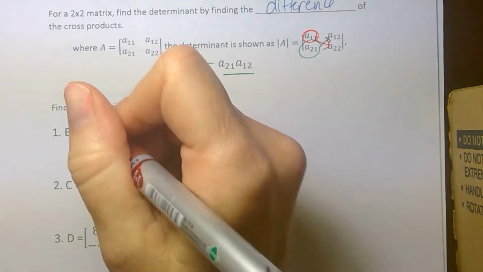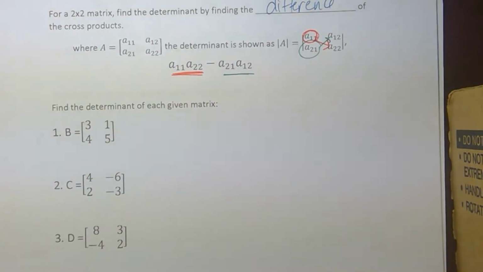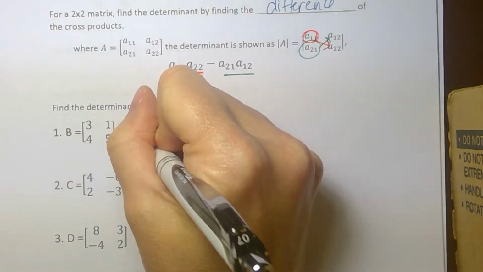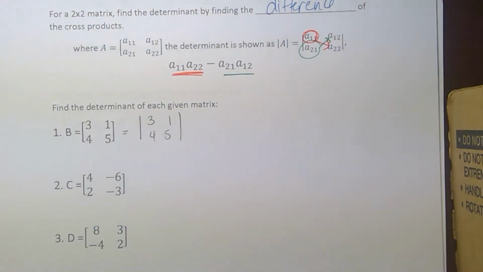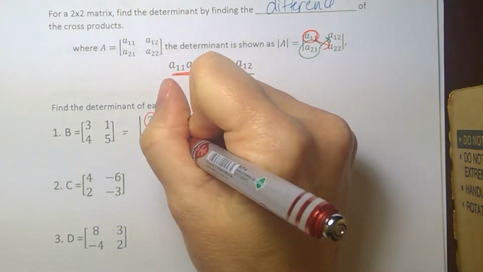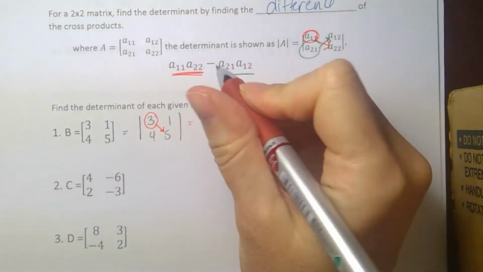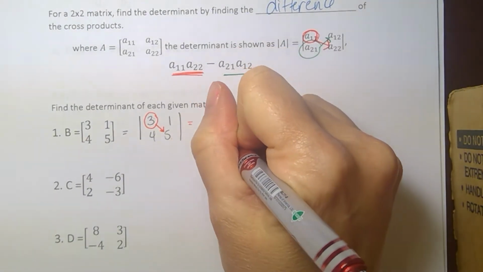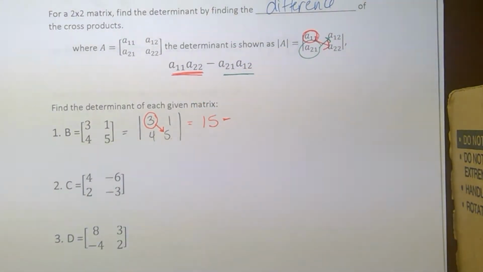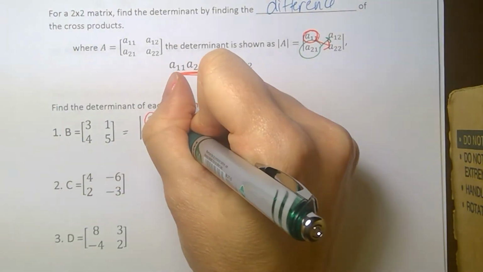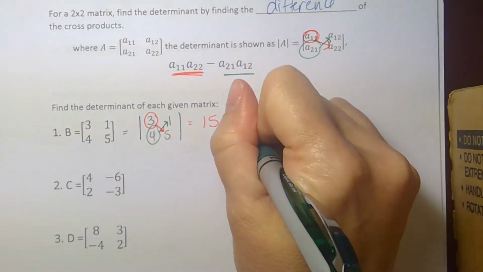If we find the determinant of B, I wrote these all in matrix symbols instead of writing it with my determinant symbol. So let's go ahead and rewrite it and say determinant. And then we've got those 4 elements. If I'm finding the determinant, I'm going to start in my upper left to find that first cross product. 3 times 5 is 15. And then I subtract, I find the difference of the other cross product. 4 times 1 is 4.